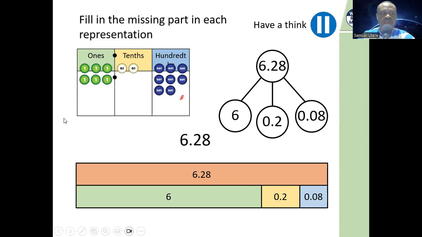Okay. So there are different ways of representing decimal numbers. We can use the place value chart, we can use the part-whole model, and we can use the bar model.